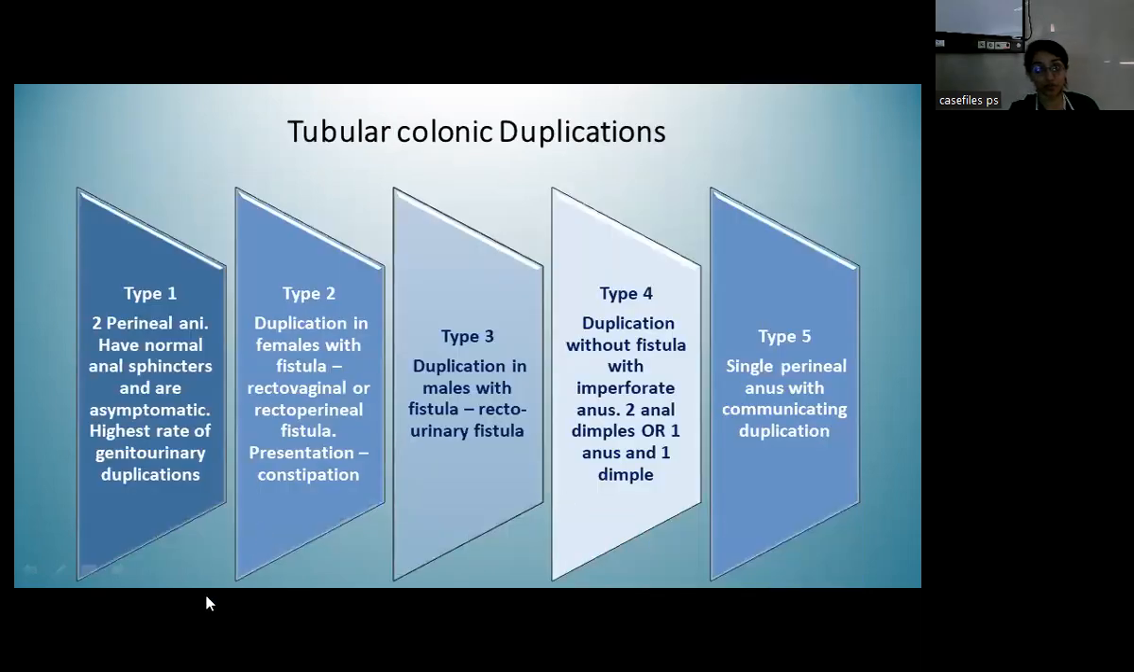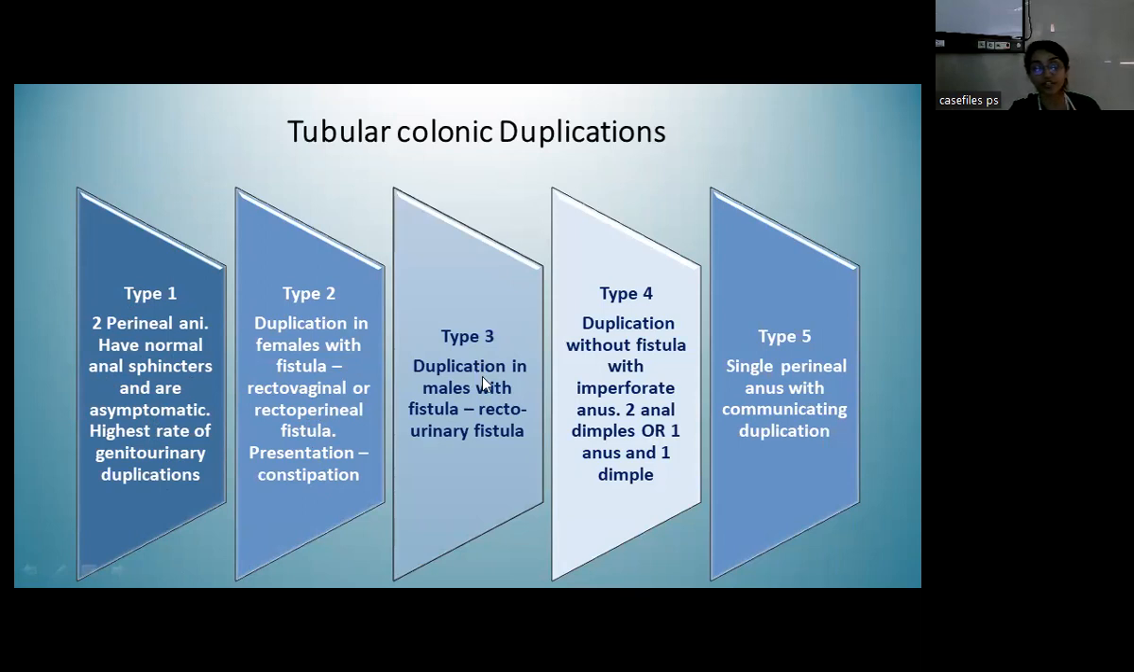The types of tubular colonic duplications: type 1 can be one in which there are two perineal ani. They have normal anal sphincters and are asymptomatic. The highest rate of genitourinary duplications is found in this type. The second type could be duplication in females with a fistula, that is, the fistula is either rectovaginal or a rectoperineal fistula. They usually present with constipation.